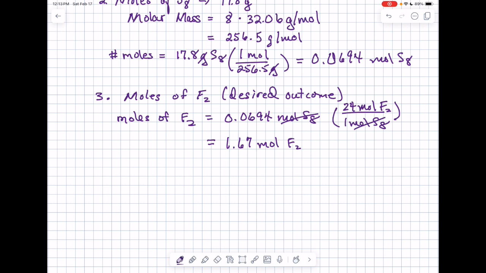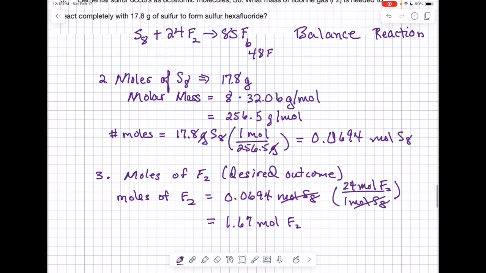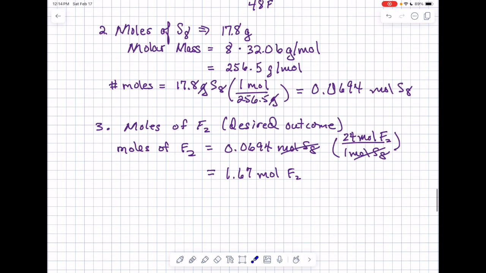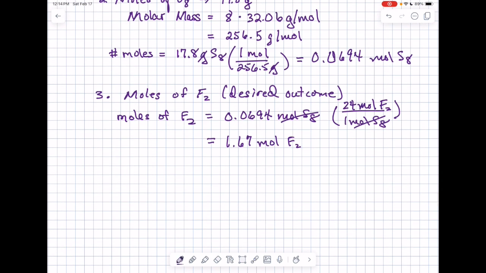So that's step 3. So again, to reiterate, first step is balancing our reaction. Second step, calculating the moles of what we're given. Third step, calculating the moles of what we're trying to find. In this case, it's F2. And we use the molar relationship from the balanced reaction to do that. And then finally, step 4 is calculating the mass of our fluorine. We have the moles, so to calculate the mass, we need to know what the molar mass is. So we have to go to the periodic table again.